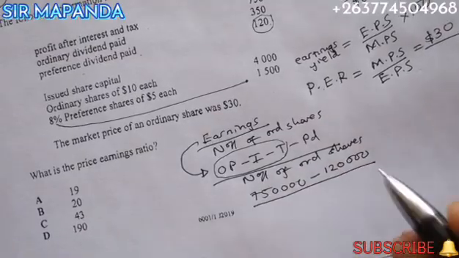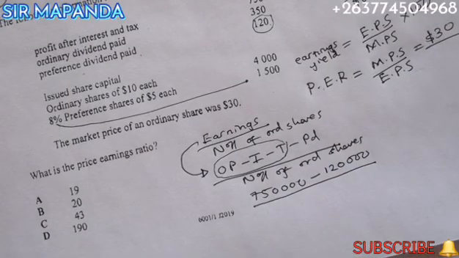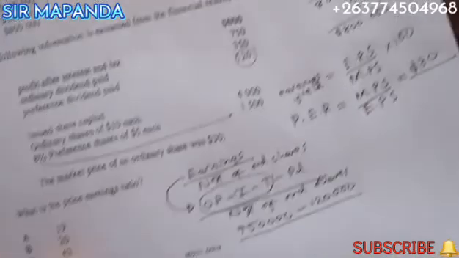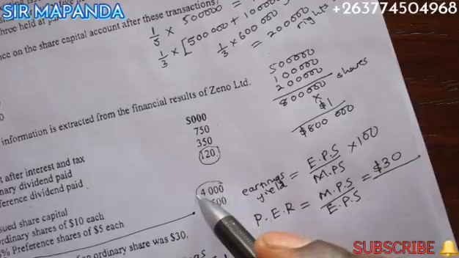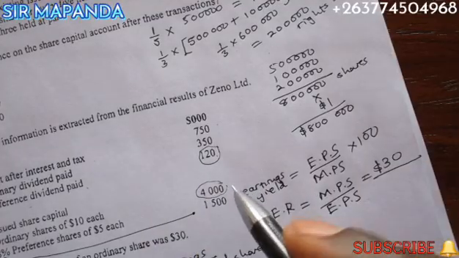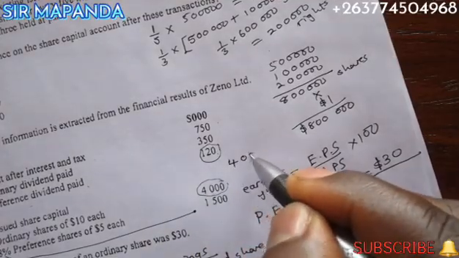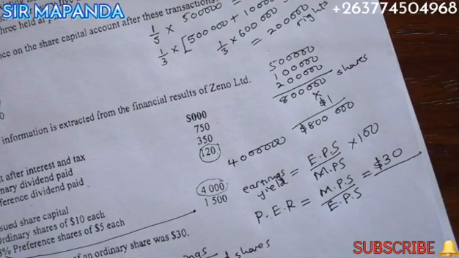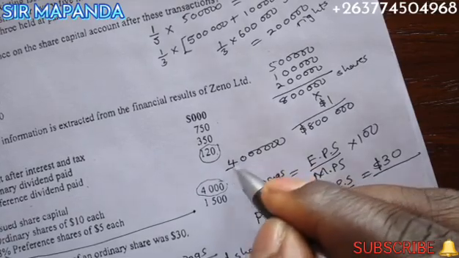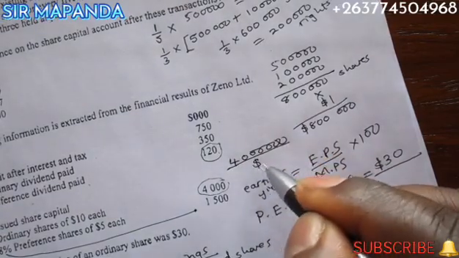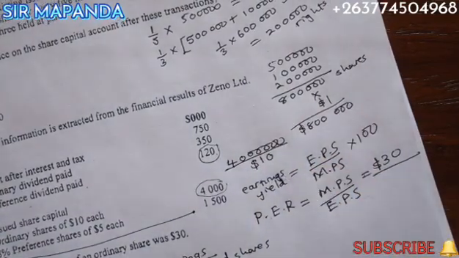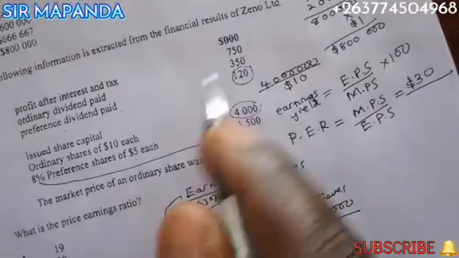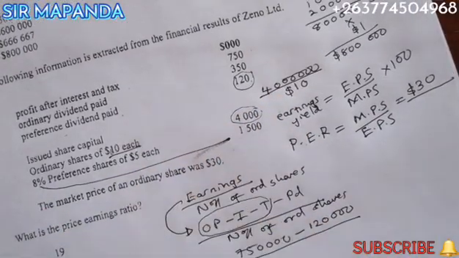Then you divide by the number of ordinary shares. So be very careful when it comes to the number of ordinary shares. The number of ordinary shares does not represent this amount given on the right side. Remember, this amount given on the right side is 4 million. This is not the number of ordinary shares, but this is the value of ordinary shares. So to obtain the number of ordinary shares, you divide the value by the given par value. And the given par value of ordinary shares is $10 each. I hope you are following, guys.